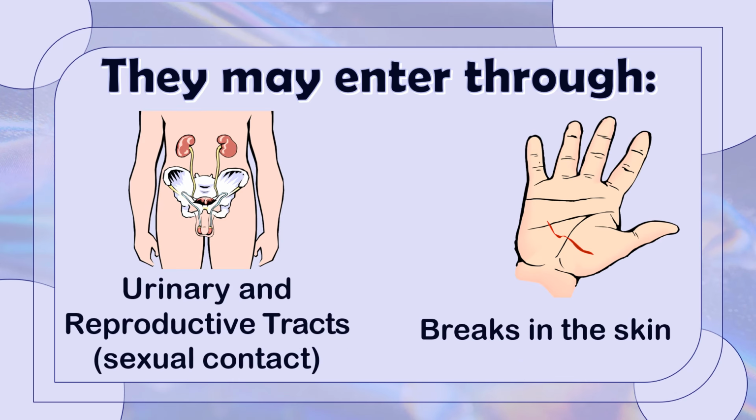Another way that the pathogens can enter the next host's body is through the urinary and reproductive tracts if they do sexual contact, or if they have breaks in the skin.